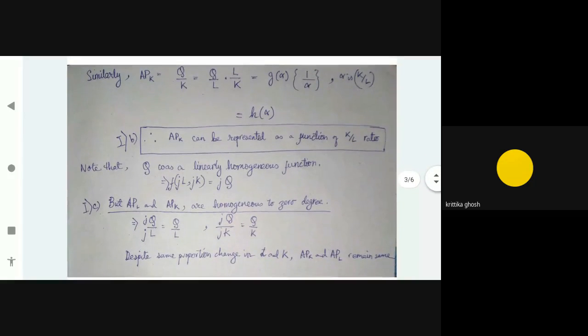But similarly for APK, that is productivity of capital, we have the total output divided by the total amount of capital invested. Here we can also rewrite this as q by L into L by K. Now q by L from the previous step is g of alpha, a function g of alpha, and L by K is equal to 1 by K by L, that is 1 by alpha. So both are functions of alpha only. So we can make it in another functional form, that is h of alpha. That is another function of alpha only. Therefore, APK can also be represented as a function of the K by L ratio.